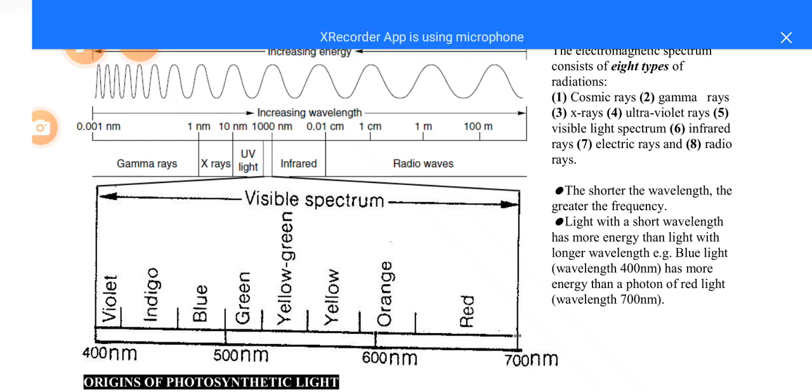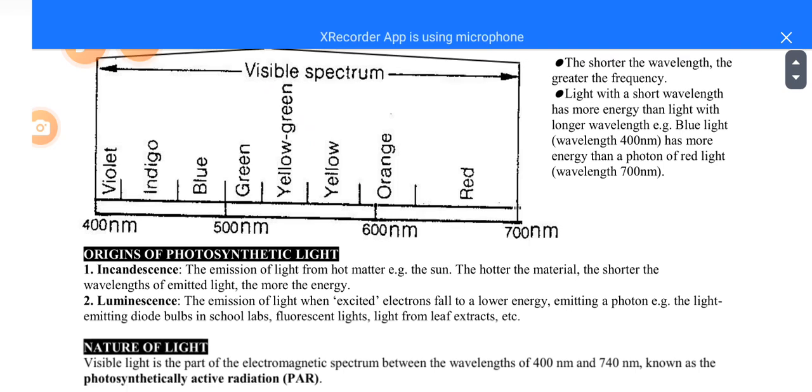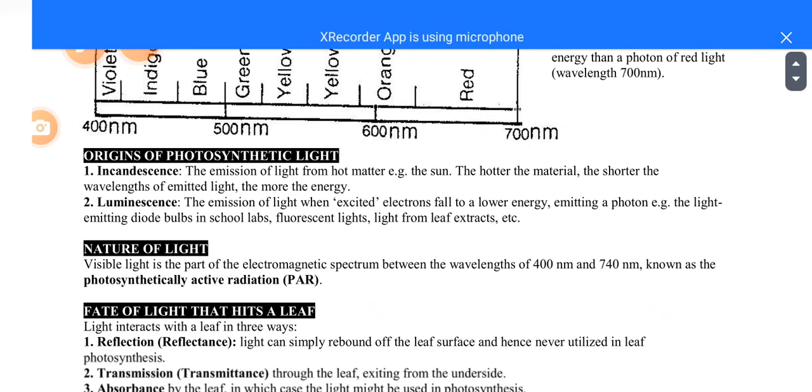Then they can say A, blue light, B, red light, like that. So the most correct answer is what? Blue light. Then from there, let us look at the origins of photosynthetic light. Where does this photosynthetic light come from? That is their origin.